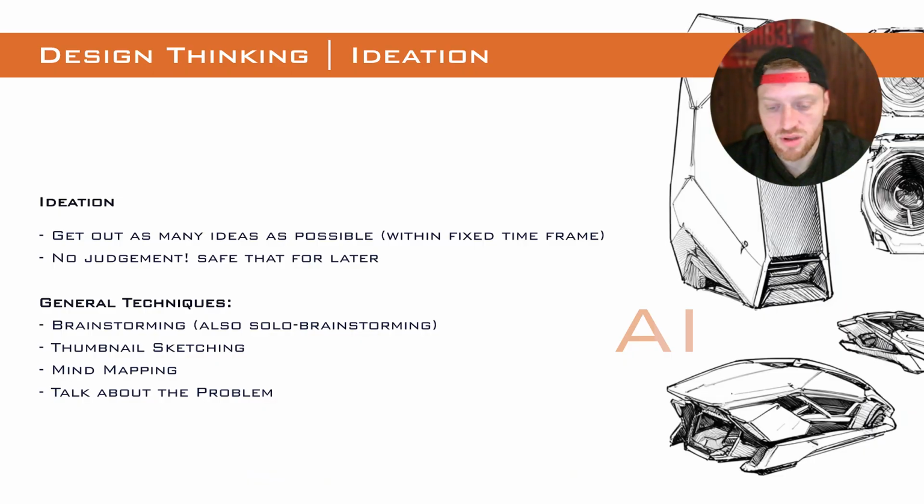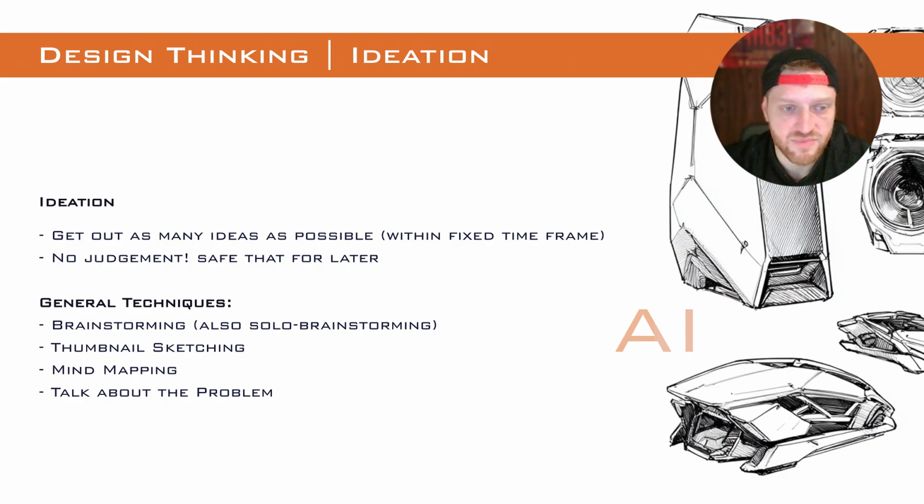One of the first and major principles of ideation is to get out as many ideas as possible within a fixed time frame. Half an hour, maybe two, to get out as many ideas as possible, and don't judge them in this stage. We save that judgment for later. At the beginning, it's all about quantity. You want to just get out all the ideas, and at a later stage, evaluate them on their viability, novelty, originality, creativity, functionality, and all these aspects.